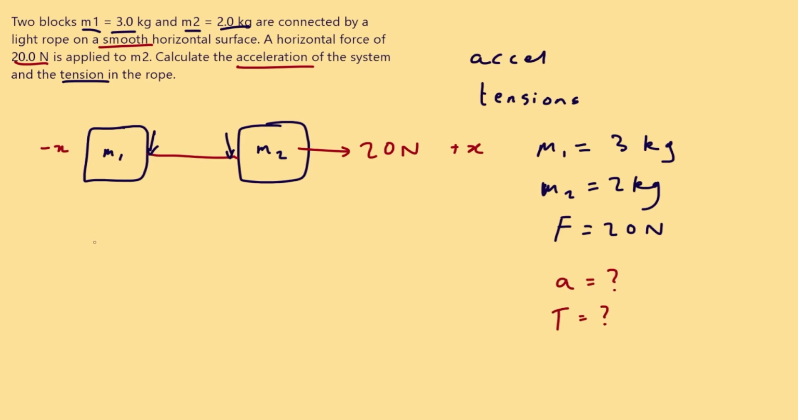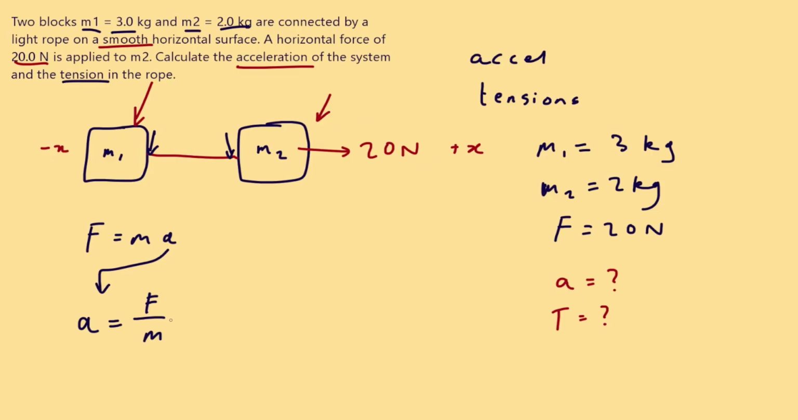We can easily find acceleration using Newton's second law. So Newton's second law is F equals ma. Rearrange it for acceleration: a equals F over m. And acceleration throughout the system is actually the same. So acceleration for mass 2 is the same as for mass 1, because if we start dragging mass 2 forward, then mass 1 is going to follow at the same speed. They're connected by the rope.